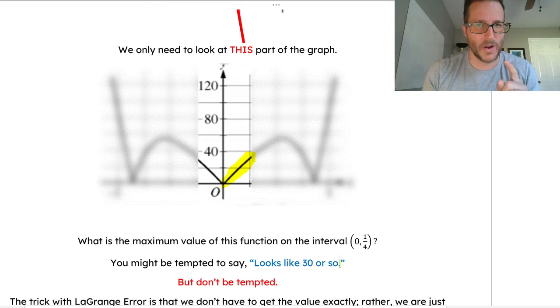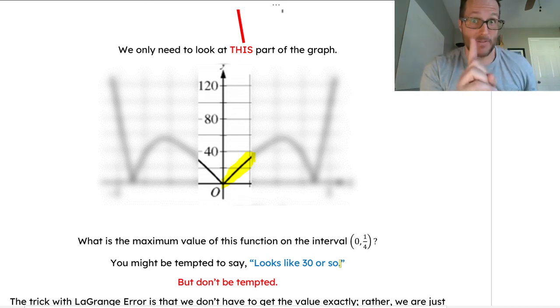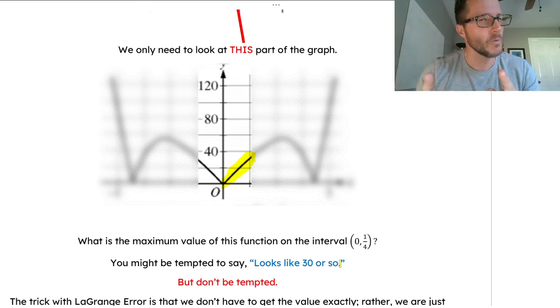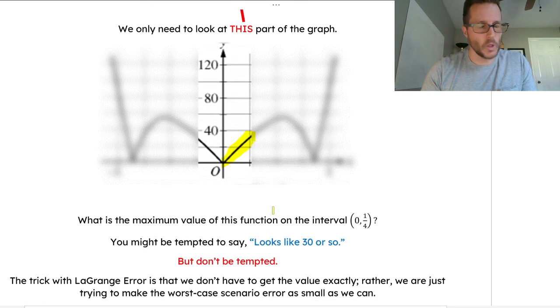Well, if it's about 30, remember what I said earlier? There is an exact value. If we go too small, we blew it. If we go just a little bit bigger, we're still okay. So are we okay to go with 30? Do we know that 30 is it? No. Don't be tempted to say 30. You were tempted, but don't.